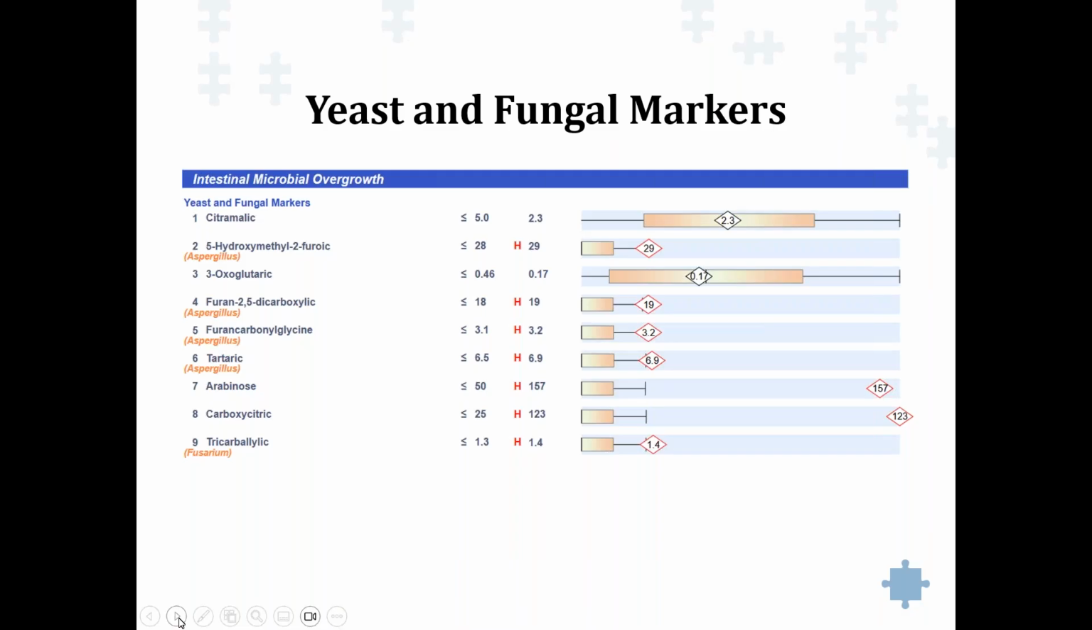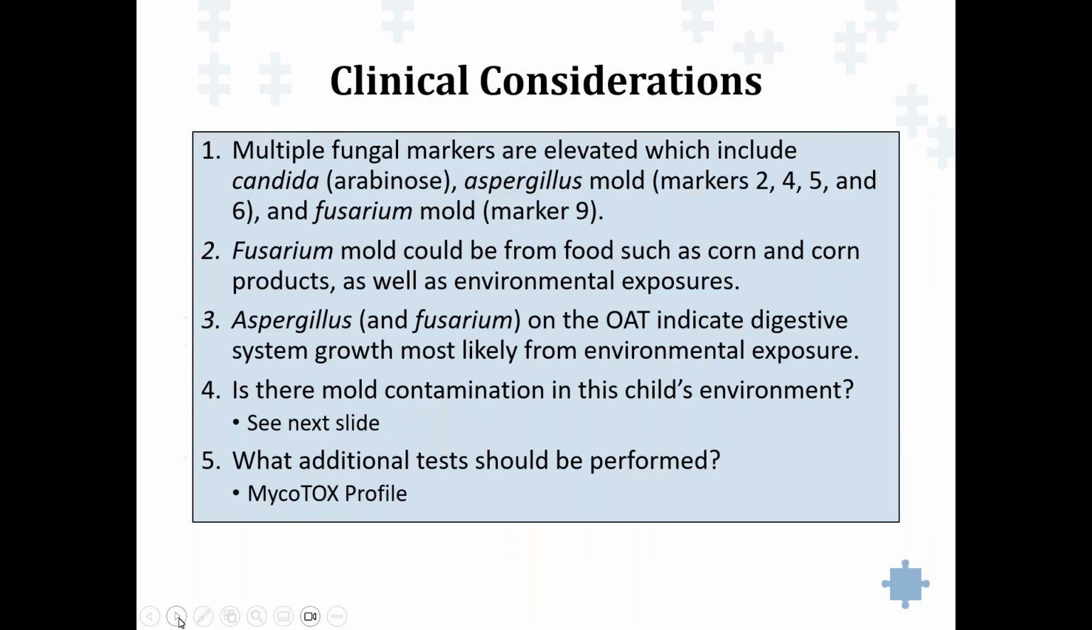Tricarballylic is linked to Fusarium mold exposure, and then you notice that markers 2, 4, 5, and 6 indicate Aspergillus mold exposure. So what are some clinical considerations? Well, there's multiple fungal markers elevated, both mold and candida. Now, we know that Fusarium mold can come from foods such as corn and corn products, but it can also be from environmental sources. So you shouldn't assume that it's just food-based.